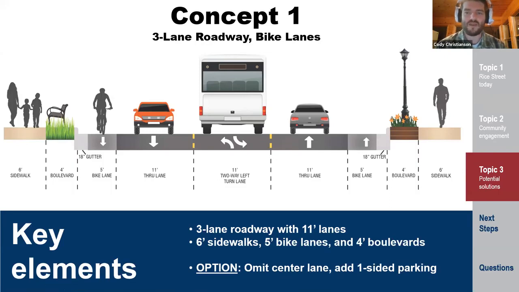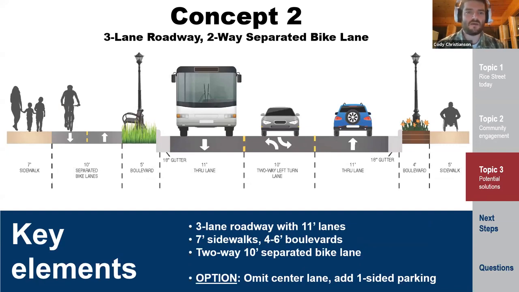This has a five-foot bike lane that does not include any of the curb and gutter width. And then we have our four-foot boulevards, planting areas, light poles, et cetera, and six-foot sidewalks. So in this one, our back of curb width is very similar to what's there today, and we're working differently with what's in the roadway itself. And there is an option here that, depending on where you're at in the corridor, there's a potential to eliminate the center turn lane and add parking on one side of the road behind the bike lane.